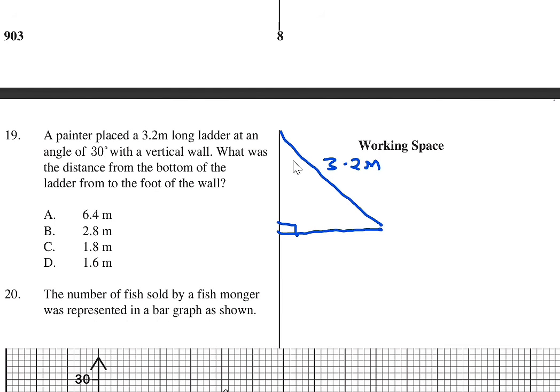So the angle is not here. This is the angle with the ground. Kwa hivyo kama hii ndio ladder, nimesema hii ndio wall. Hii ndio wall yangu. So the angle is here, up here. So that is where we have our 30 degrees. What was the distance from the bottom of the ladder? So kutoka hapa, from the foot of the wall. So from here to here, we want this distance. I can call it X. So this is trigonometry. Very easy.